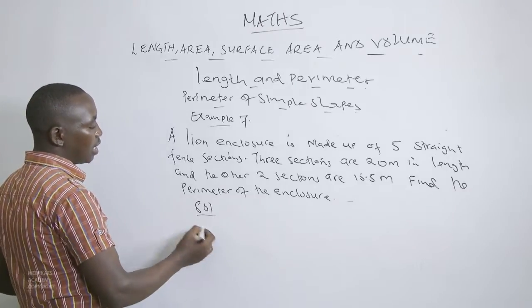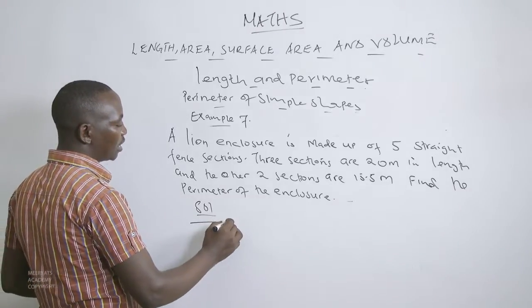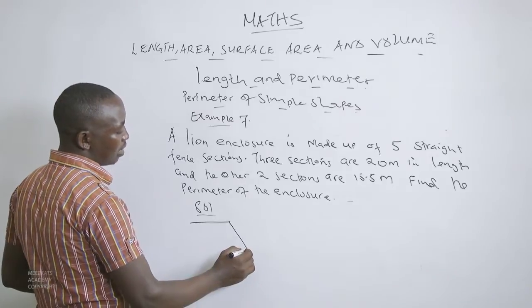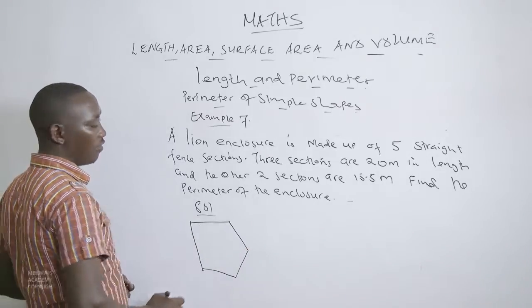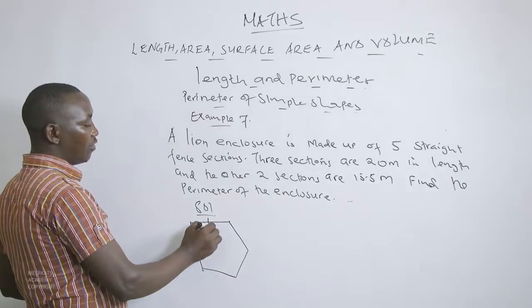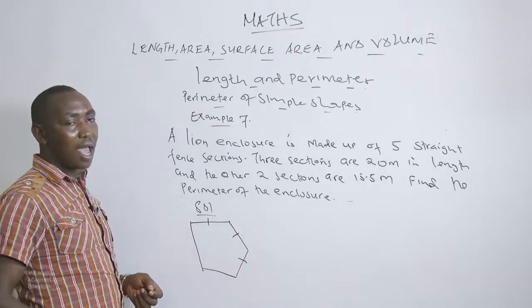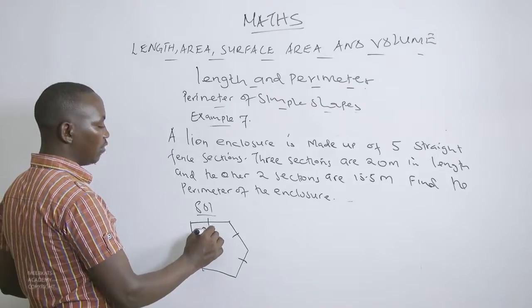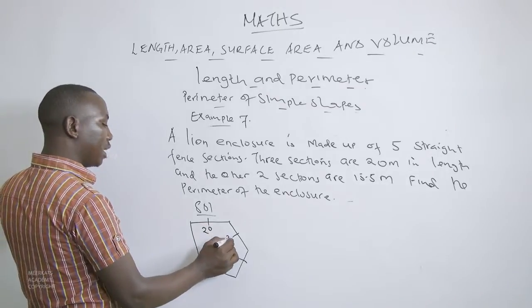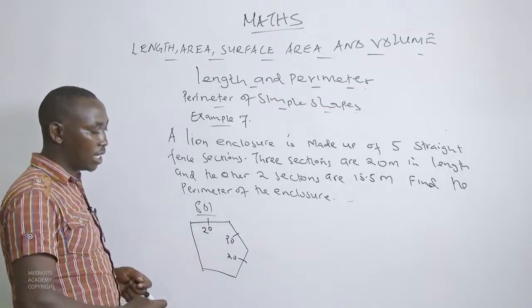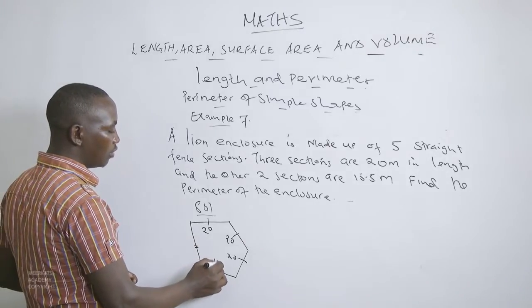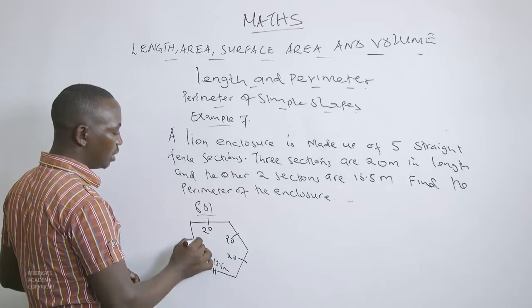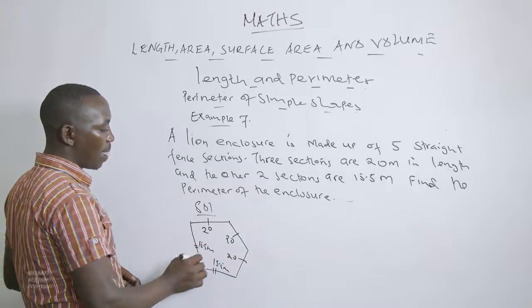So taking it literally, we can have the first side, the second side, third side, the fourth side, and maybe the 5th side. We are told that the first 3 sections are equal. That means if this is 20 meters, that is 20 meters, this is 20 meters. Then the remaining 2 sections are also equal. That is 15.5 meters, 15.5 meters.